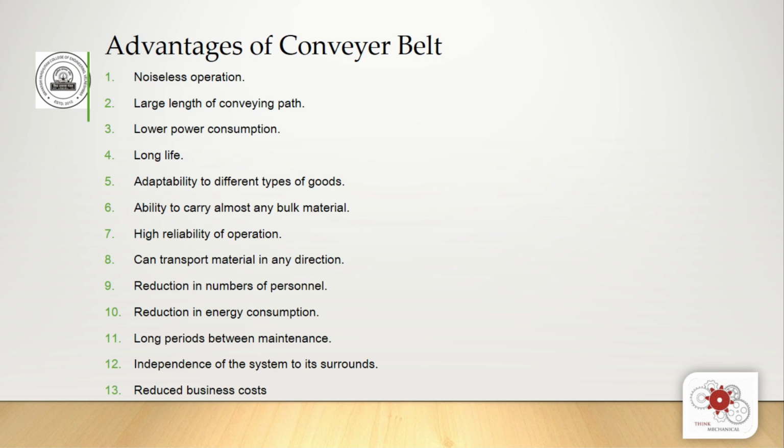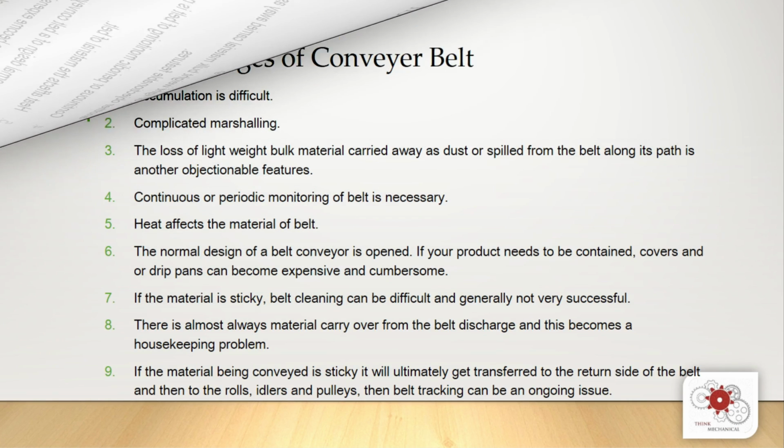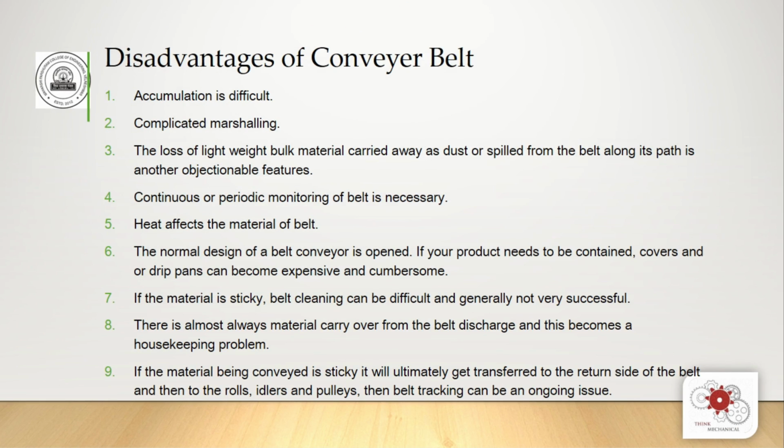So these are the advantages of the belt conveyor system over the traditional material handling or conveying system, and that's why belt conveyors are nowadays more preferable over any other type of material handling system. As we have seen, there are certain advantages, and that's why belt conveyors are used, but along with that there are some disadvantages. So we will see those disadvantages one by one.